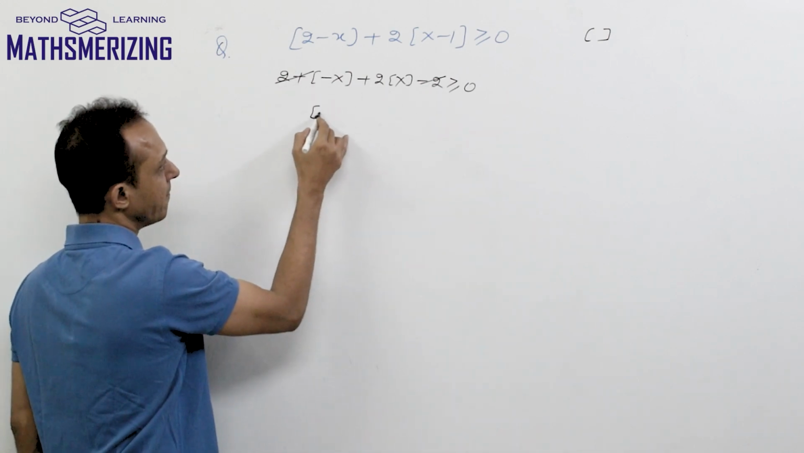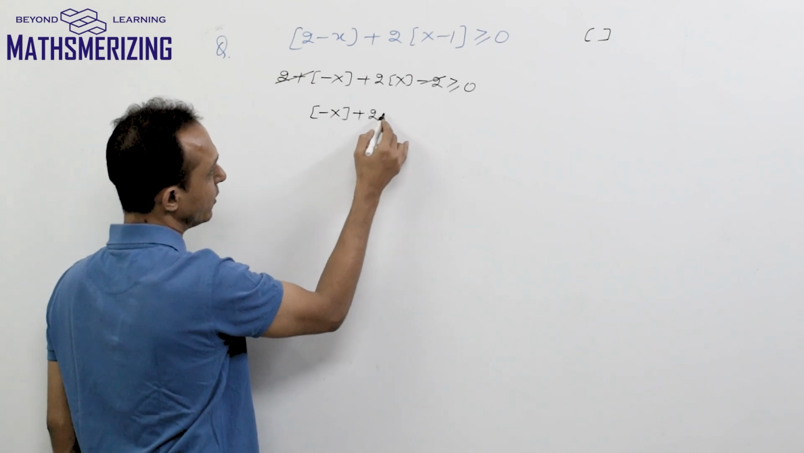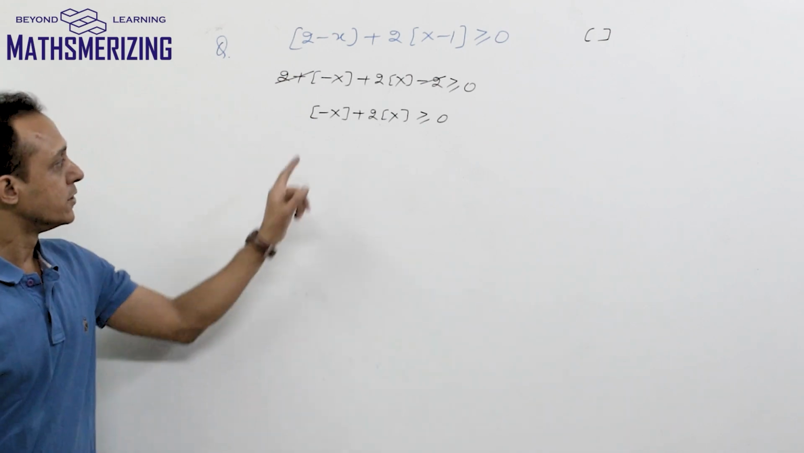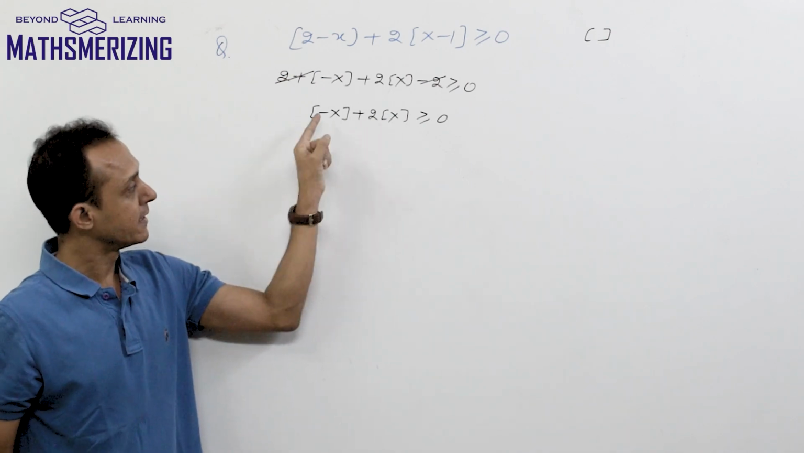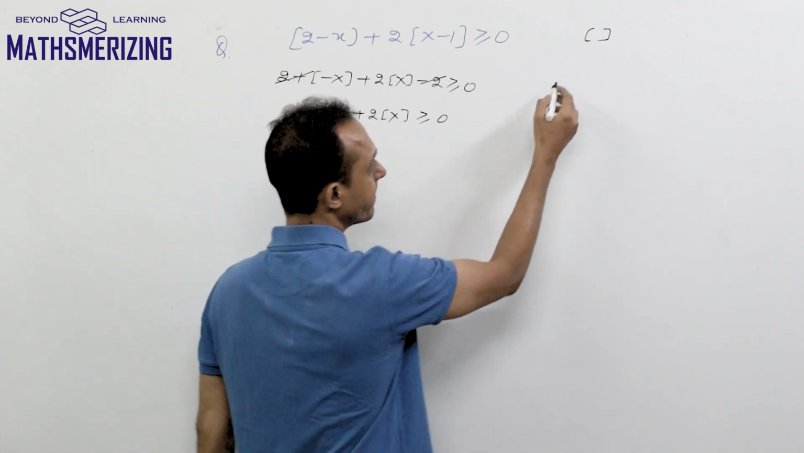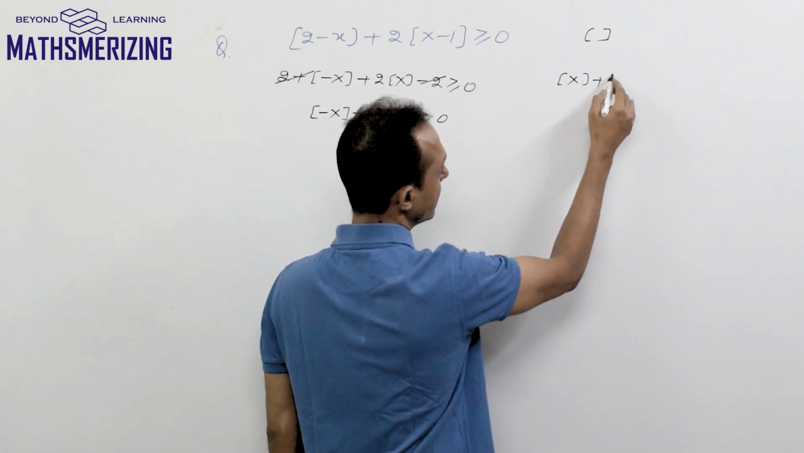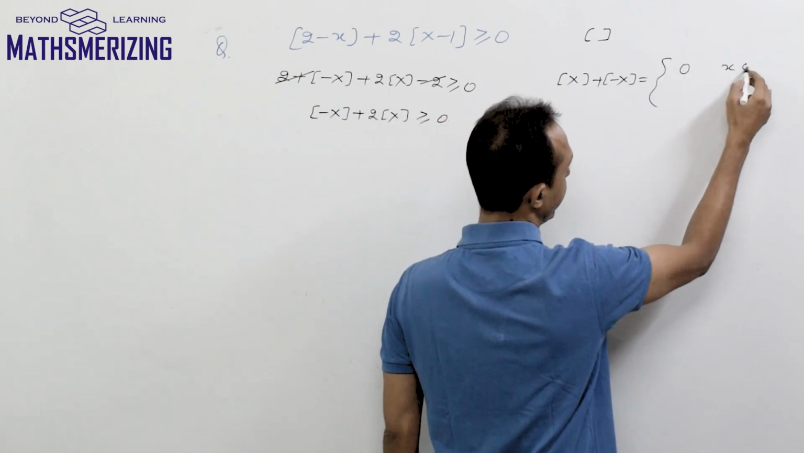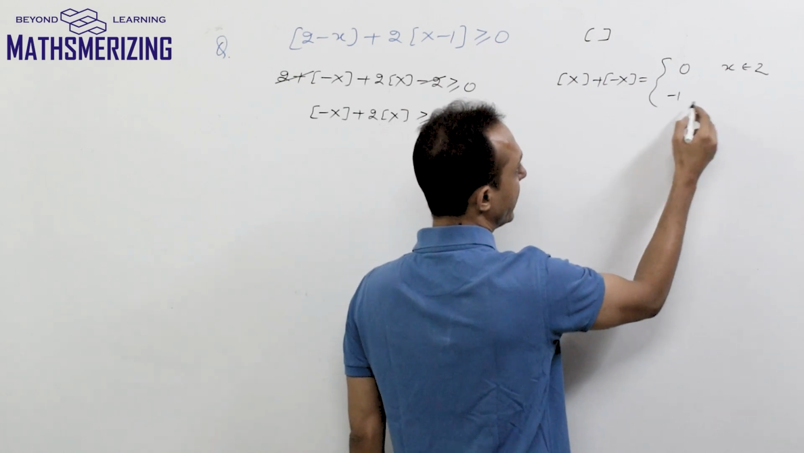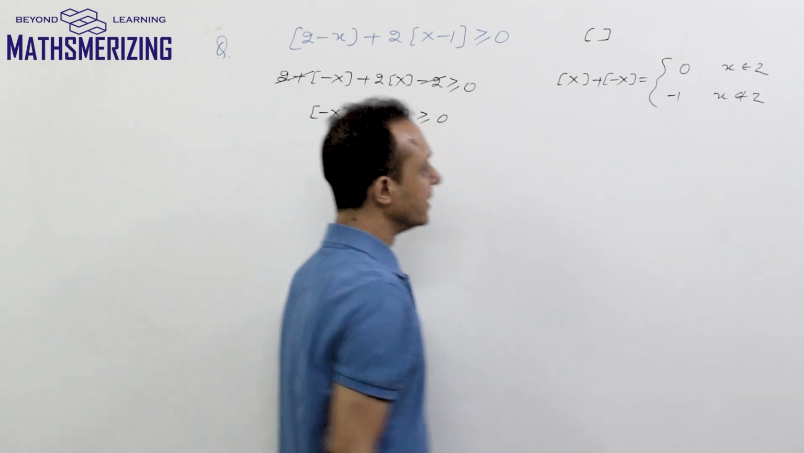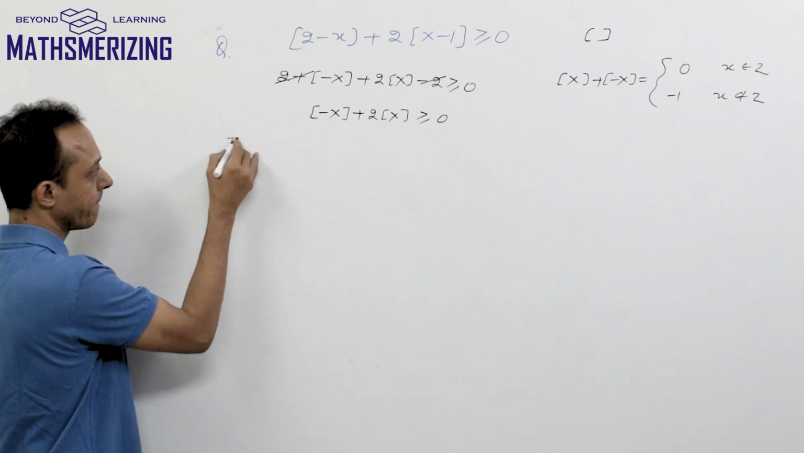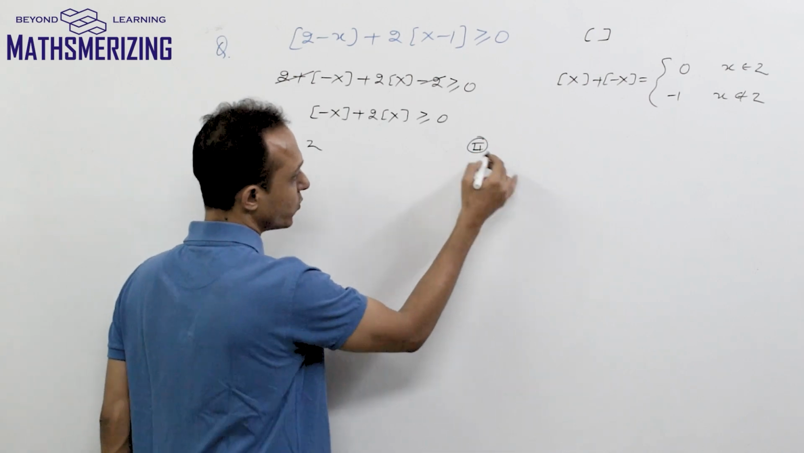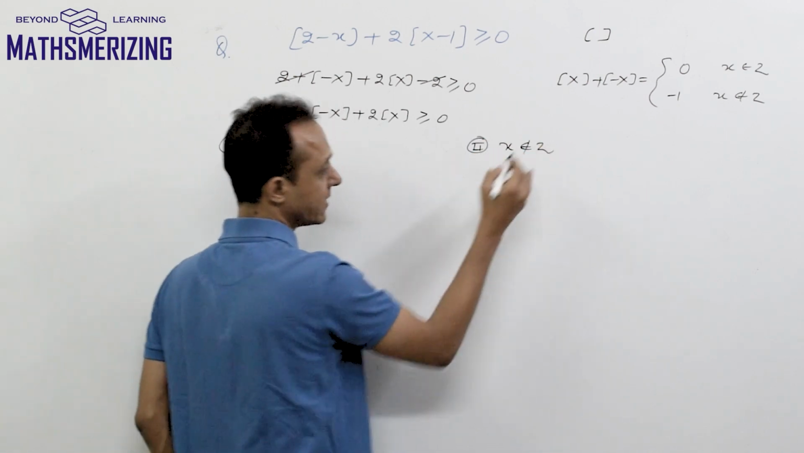So I'll write minus the greatest integer function of x plus 2 into the greatest integer function of x, it should be greater than or equal to 0. Now I have both the greatest integer function of x and the greatest integer function of minus x. So what I know is the greatest integer function of x plus the greatest integer function of minus x is 0 when x is an integer and it is minus 1 when x is not an integer. So I'll take two separate cases. Case 1, when my x is an integer, and the second case when x is not an integer.